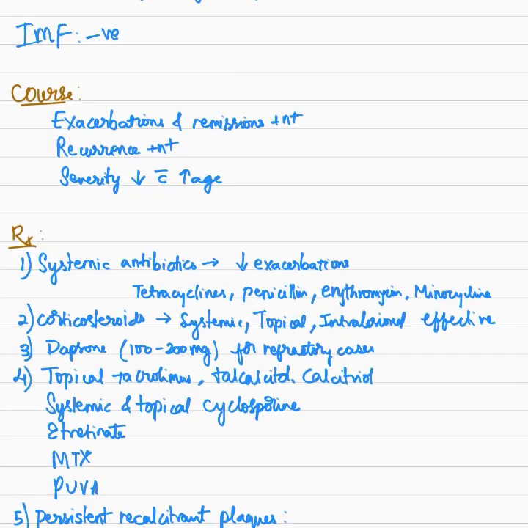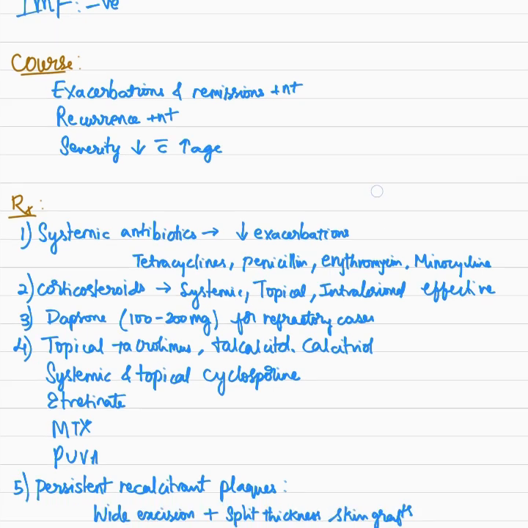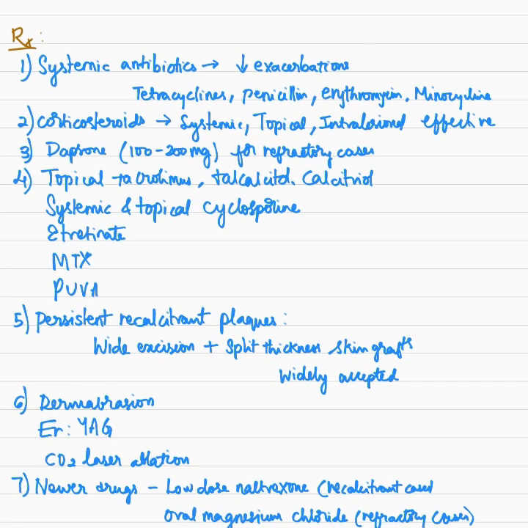Coming to the course of the disease, there are exacerbations and remissions, recurrences are present, and the severity decreases with age. Coming to management, systemic antibiotics reduce exacerbations, and the antibiotics usually selected include tetracyclines, penicillin, erythromycin, and minocycline. Corticosteroids, either systemic, topical, or intralesional, are effective. Dapsone 100 to 200 mg initially, followed by a maintenance dose of 50 mg, can be tried for refractory cases.